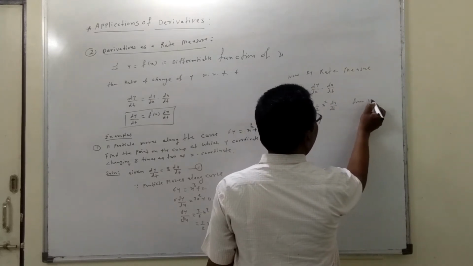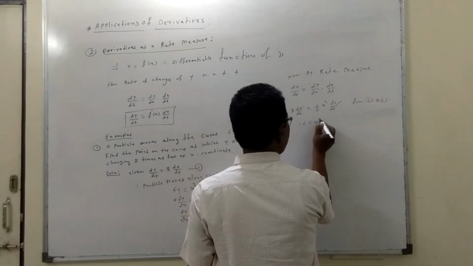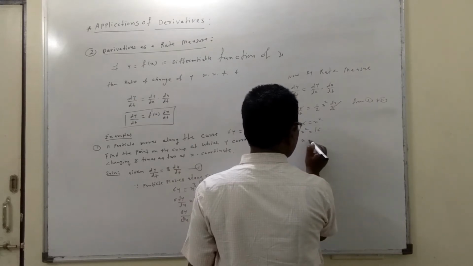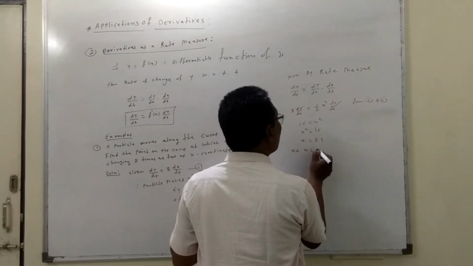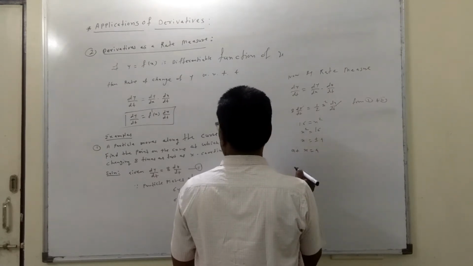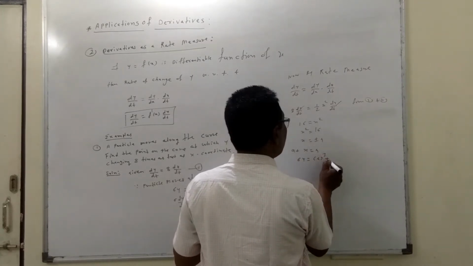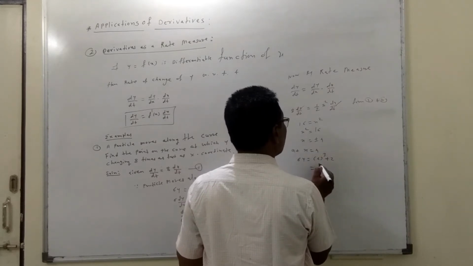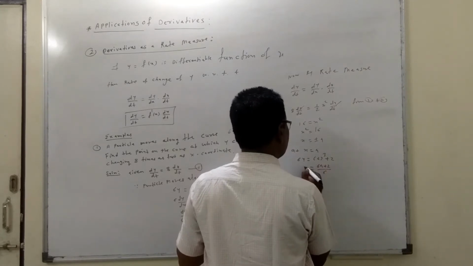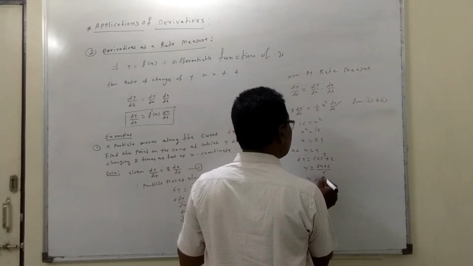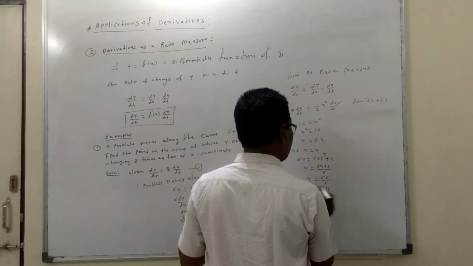So from first and second equation, dx by dt gets cancelled. So 16 is equal to x square. So x square is equal to 16, means x is equal to plus minus 4. Now at x is equal to 4, we put in the equation of curve. So 6y is equal to 4 cube plus 2, so y is equal to 64 plus 2 divided by 6, so y is equal to 66 upon 6. So y is equal to 11.